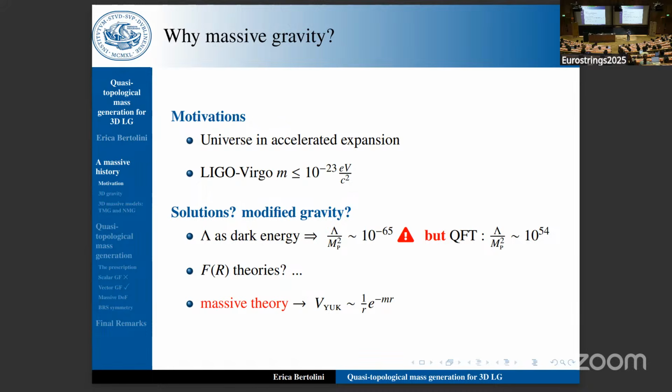That's a very small bound, but it's non-zero, and this gave a push into the investigation of massive gravity theory, which, through the existence of a possible long-range potential, could explain also this accelerated expansion. So that's why massive gravity.